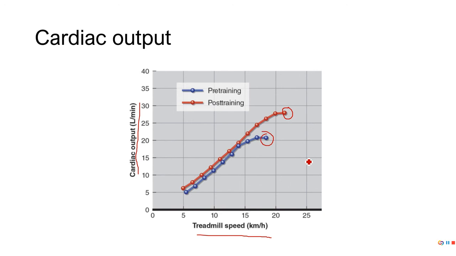Okay, not to say that that's typical or normal, but as a result, this person is able to exercise at a much higher intensity. Okay, they're running 21, 22 kilometers an hour, which is 13, 14 miles an hour, as opposed to here where they're only running at 20 kilometers an hour, which is 11, 12 miles an hour.